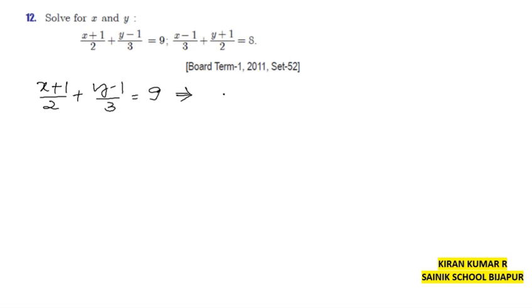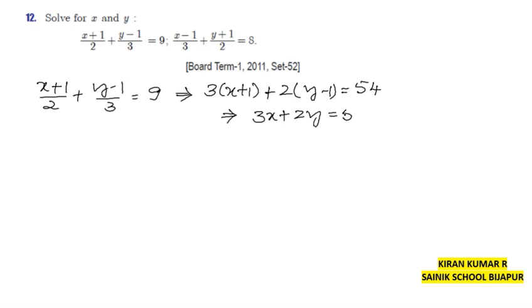LCM is 6. Therefore, we get it as 3 times of (x plus 1) plus 2 times of (y minus 1) equal to 9 multiplied to 6 is 54. Therefore, this implies 3x plus 2y will be equal to 53. The reason is 3 multiplied to 1 is 3, 2 multiplied to minus 1 is minus 2, 3 minus 2 is 1. When transposed, it becomes minus 1. Hence, the result is 53. Therefore, this is equation 1.